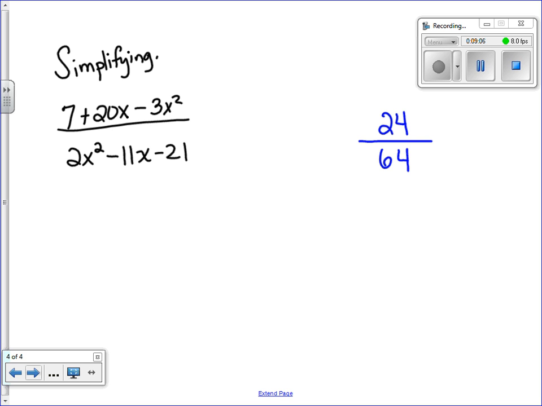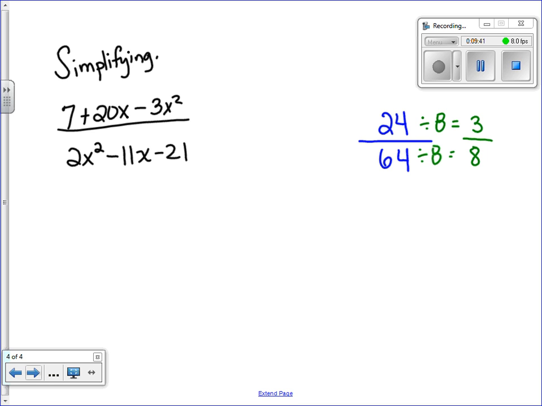Divide by 8. Basically, I really want to divide by its greatest common factor, right? 8 does go into both of these. So when I take out the common factor, I get 3 over 8. That's how I simplify this fraction. That's how I'm going to simplify this fraction too.